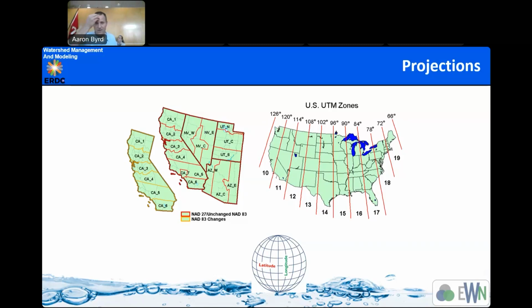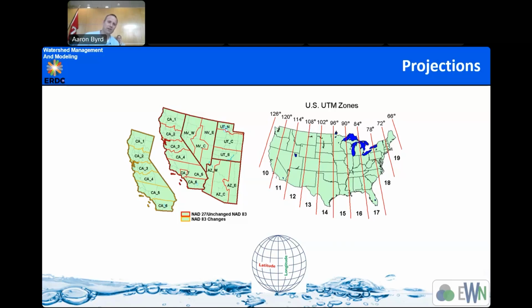Another common worldwide projection is called the UTM, or Universal Transverse Mercator projection. This projection divides the world up into 6-degree intervals, and then you define which projection you're in based on which of those 6-degree intervals you're in. So here in Oklahoma, for most of Oklahoma, you're in UTM zone 14, as you can see here. And that's between 102 degrees and 96 degrees west longitude.